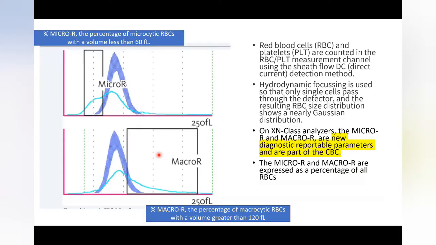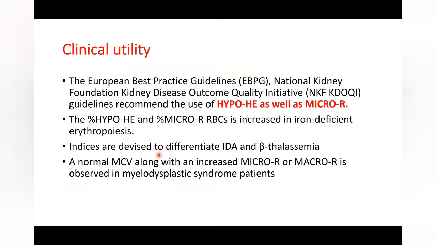If you look at both these parameters, looking at the parameters itself will give you an idea whether we are dealing with IDA or thalassemia without even seeing the slide. So nucleated RBCs you can see, micro-R you can see, hypo-R. They give you very beautiful parameters of what your slides are going to look like. If you look at the European best practice guidelines, they recommend the use of hypo-E as well as micro-R, which are increased in iron deficient erythropoiesis, and these parameters are nicely devised to differentiate between IDA and beta thalassemia.